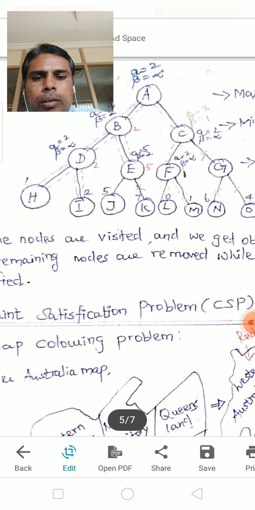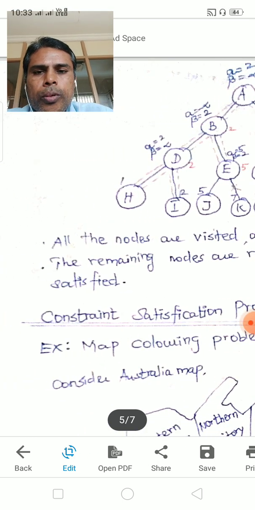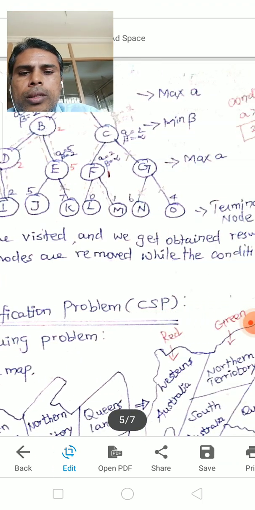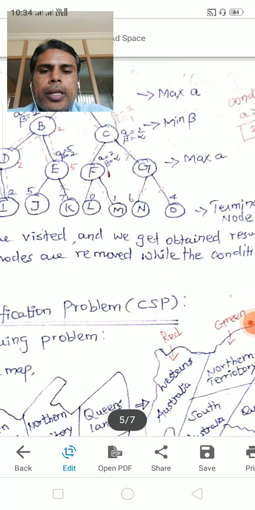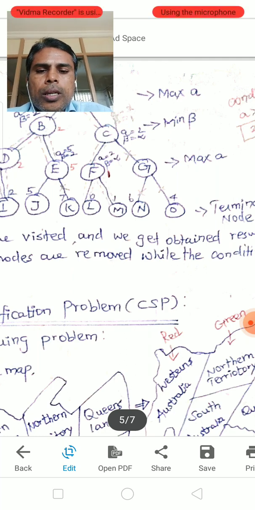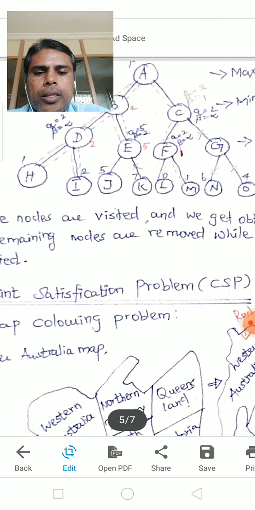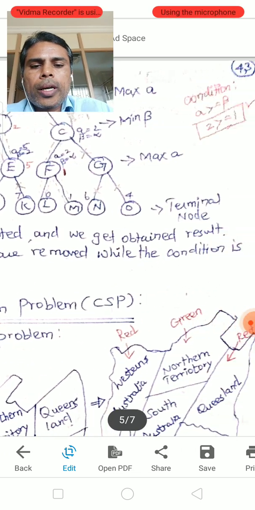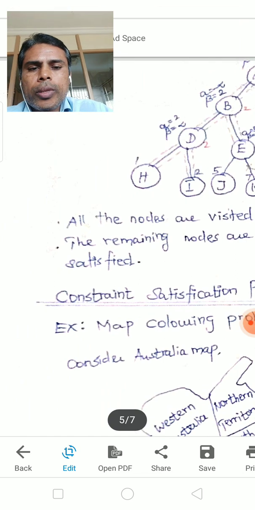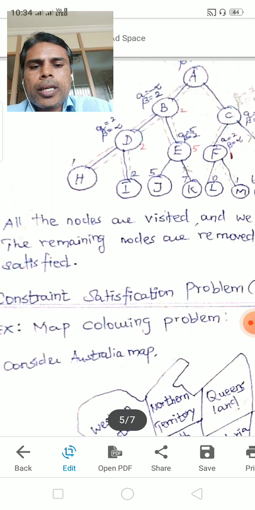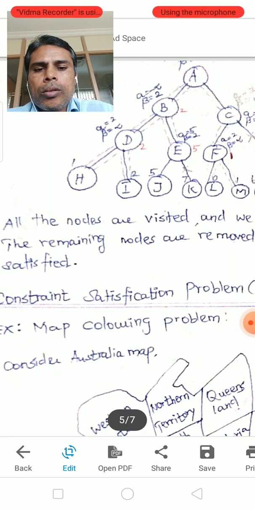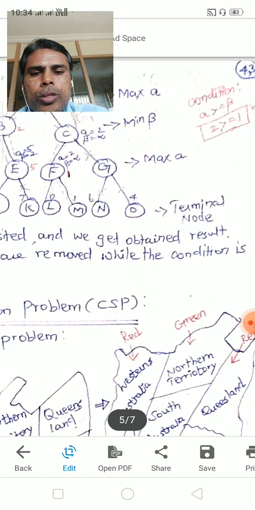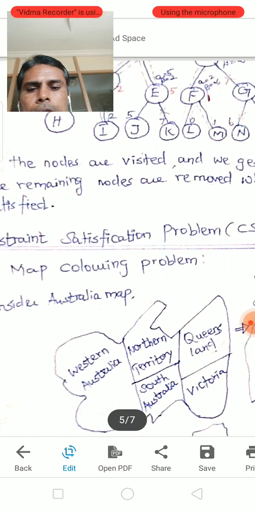So this is the basic example about the alpha beta pruning. So all the nodes are visited. So now in the above tree diagram all the nodes are visited and we get the obtained result. So the remaining nodes are removed when the condition is satisfied. Because the basic condition is satisfied, alpha is greater than or equal to beta, the condition is satisfied means you no need to traverse the remaining nodes. That is the main logic about the alpha beta pruning.